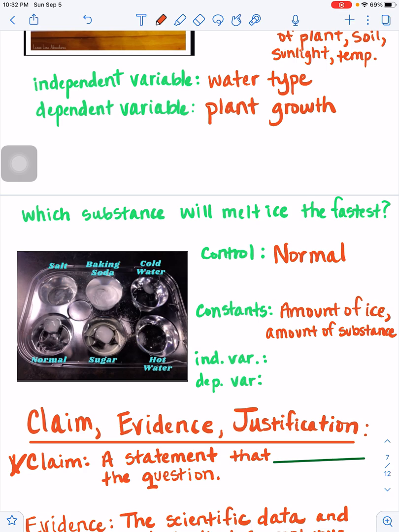The independent variable, we go back to our well-defined question here, and pick out the independent variable, which is the cause or what we are testing. What are we testing? Which substance will melt ice faster? So we're testing different substances. As you can see, they're testing salt, baking soda, cold water, hot water, sugar, to see which one's going to melt ice. And then our dependent variable is what we're measuring, which is how long it takes the ice to melt. How long for ice to melt.